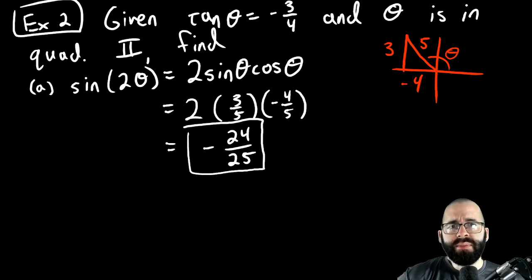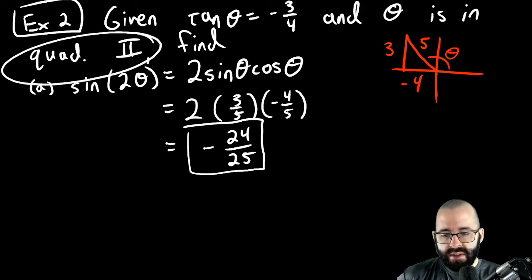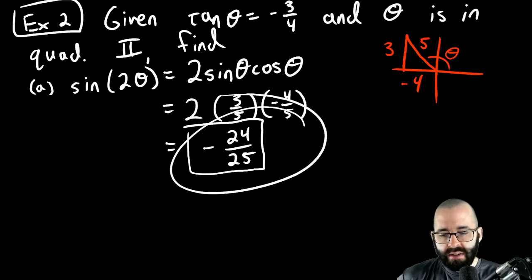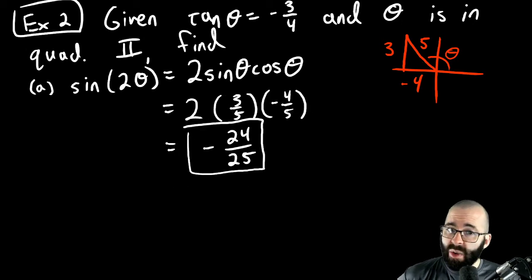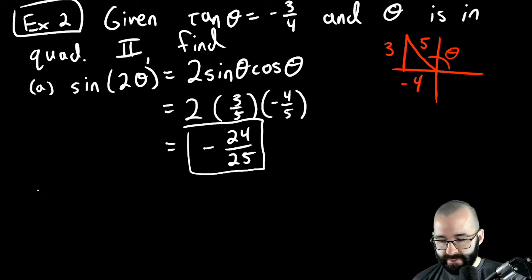You might say, Jason, you said sine in the second quadrant is positive, and theta is in quadrant 2. What's the deal? Sine's negative here. Well, theta's in the second quadrant, but that doesn't mean 2 theta's in the second quadrant. So 2 theta could be in the third quadrant, or it could be in the fourth quadrant. And in both of those, sine is negative, so it does make sense so far.